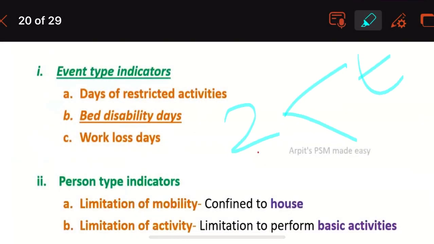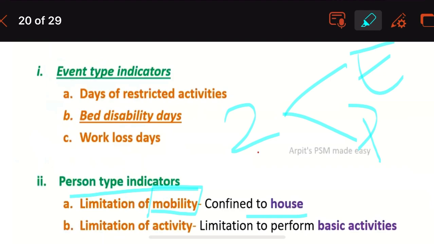Moving on, the two categories: we have event type and person type. In person type indicators, there is limitation of mobility. He is confined to his house. Also he could be confined to the hospital or wherever he is admitted. Special aid is needed in getting around, either inside or outside the house. He could be confined to the bed as well.